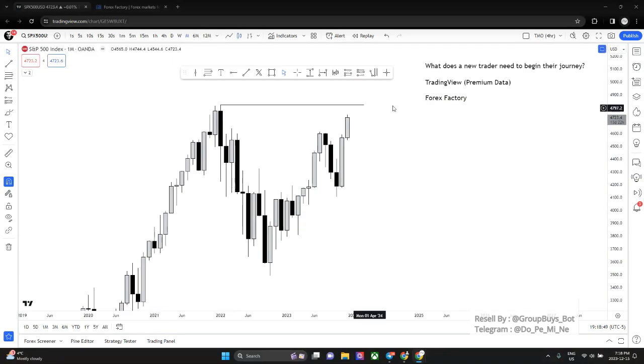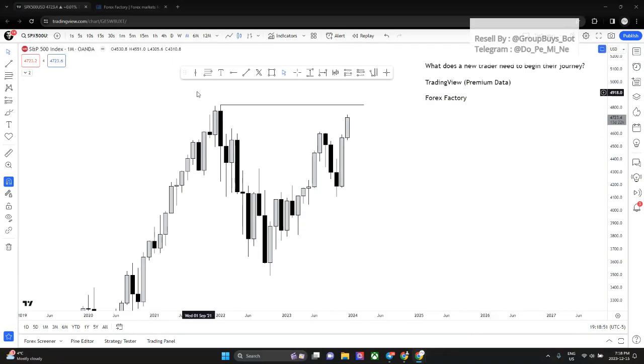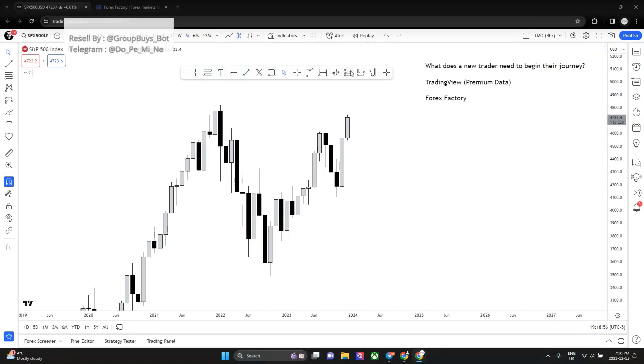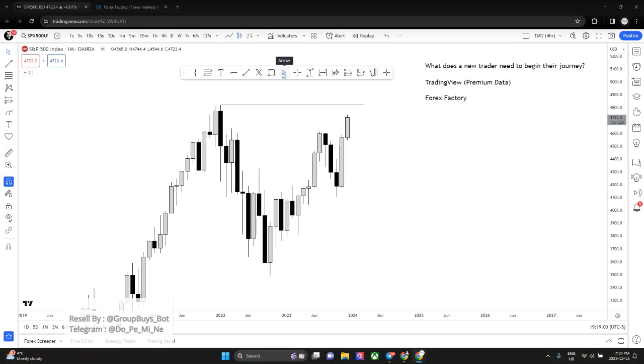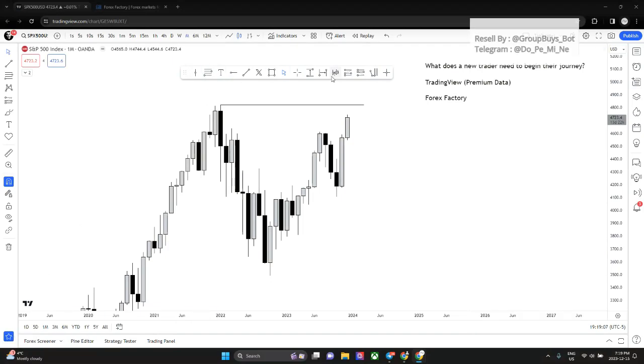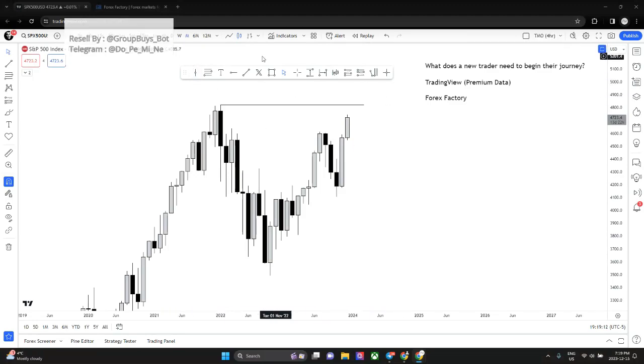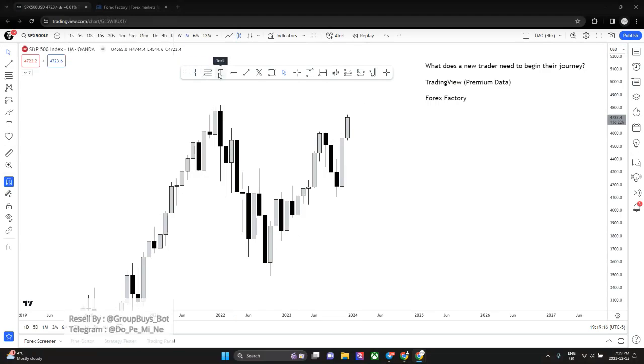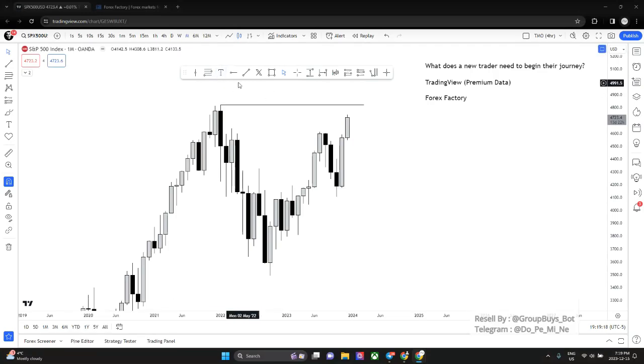So let's talk about TradingView now. Everything that I have here is what I use. These are the shortcuts that I have for my toolbar. I have the vertical line, and this is for those who are new, this is what you'll need. Fibonacci retracement, I use this mostly to annotate.